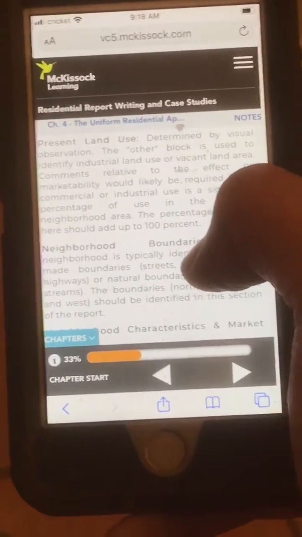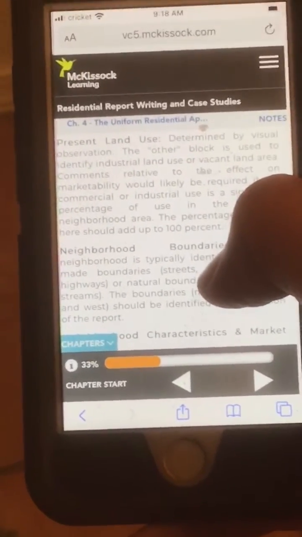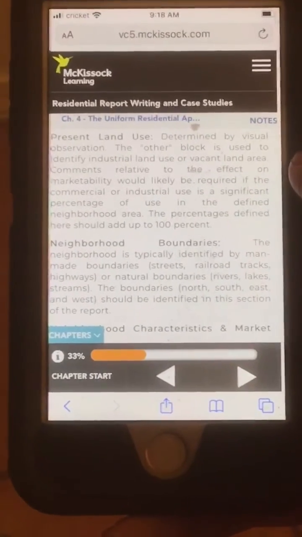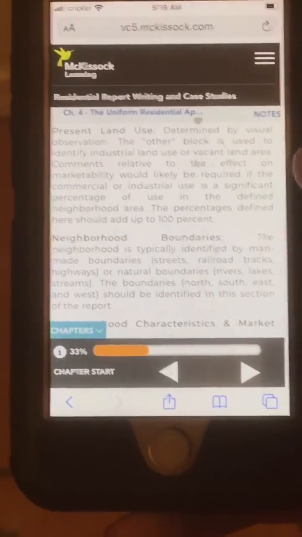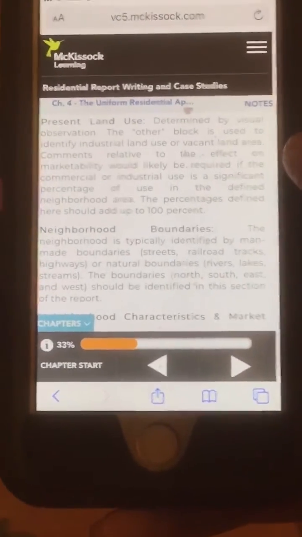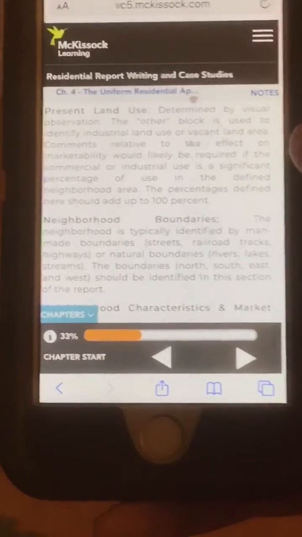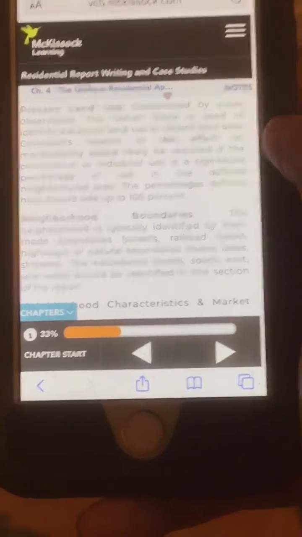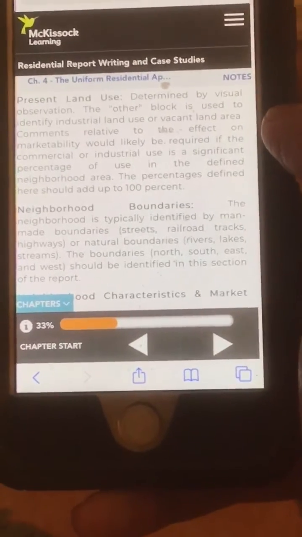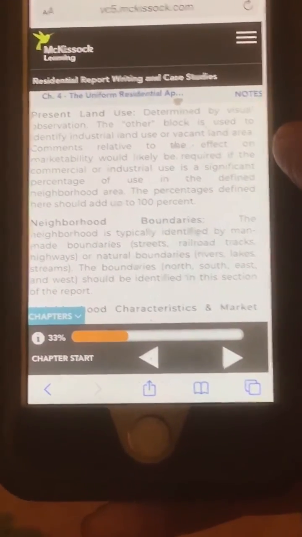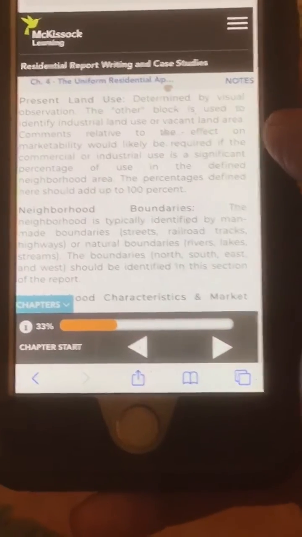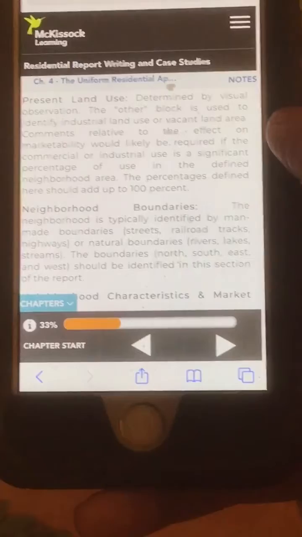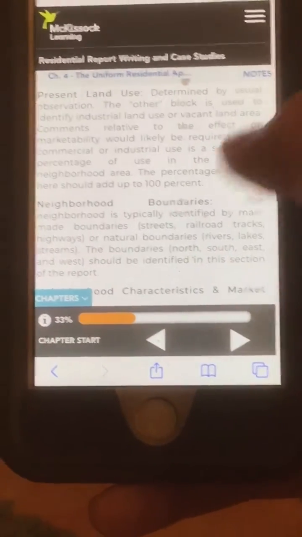Present land use, determined by visual observation. The other block is used to identify industrial land use or vacant land area. Comments relative to the effect on marketability would likely be required if the commercial or industrial use is a significant percentage of use in the defined neighborhood area. The percentages defined here should add up to 100%.